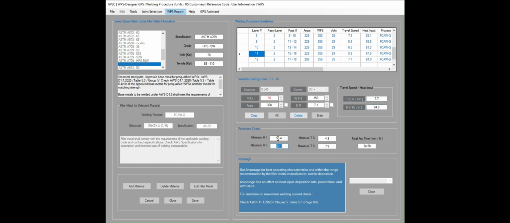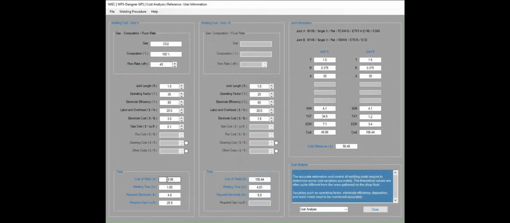applicable for actual fabrication. Check AWS D1.1 Clause 5 and AWS D1.5 Clause 6 for approved base metals, matching filler metals, and special welding materials for specific base metal and special applications.